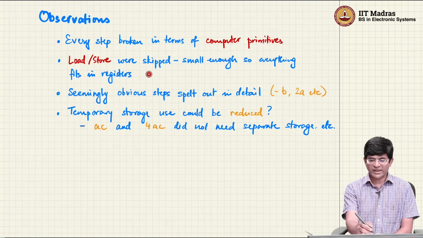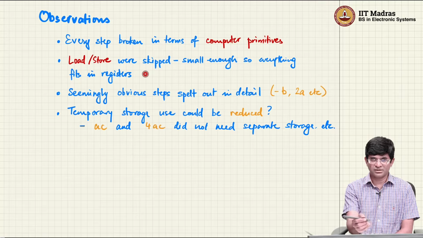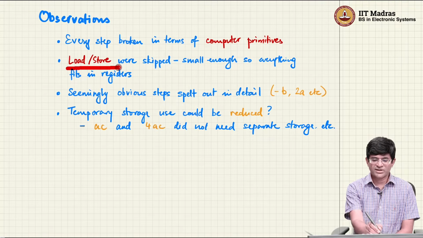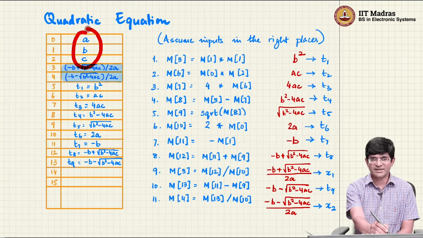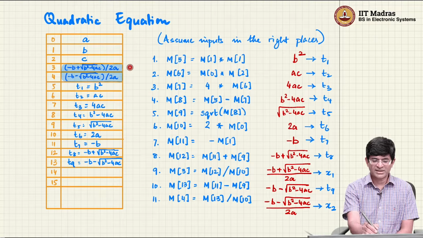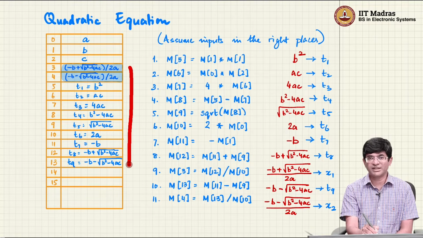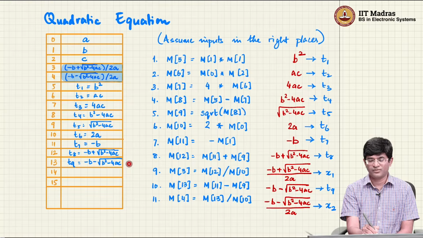The next thing that you might, as I pointed out earlier, hopefully see clearly at this point, is that loads and stores were completely skipped. I assumed that A, B and C were already present in the right places, and everything else was just performing a computation directly from these memory locations, or these storage locations, and putting the result back into some other storage location.